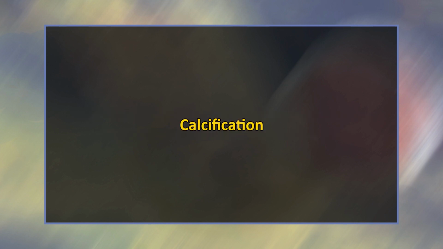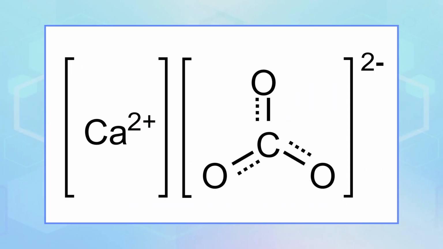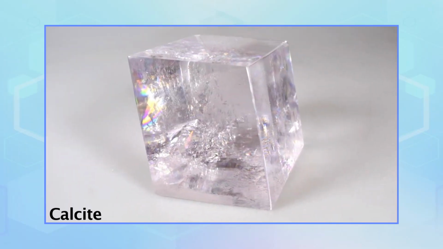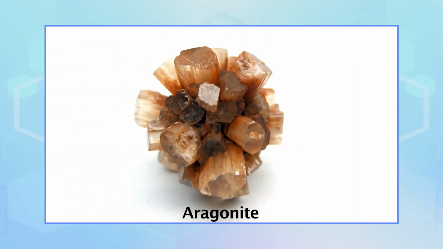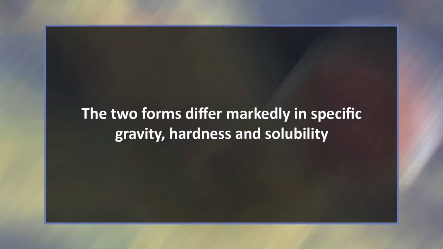Number 4, calcification. All members of the Corallinales and some of the Nemaliales (Galaxauraceae) deposit calcium carbonate extracellularly in the cell walls. Anhydrous calcium carbonate occurs in two crystalline forms, calcite and aragonite. The two forms differ in specific gravity, hardness, and solubility.